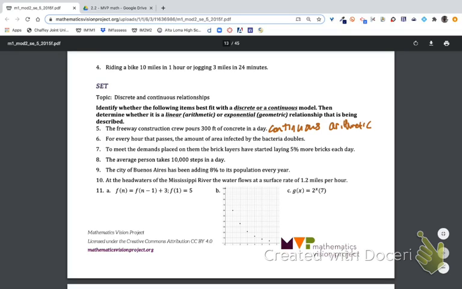Number 7, the bricklayers for this construction company have been told you need to increase your production by 5% each day. So they're not coming back at 8 o'clock a.m. and then 9:30 a.m. and then 10:22 a.m. and then 1:44 p.m. and checking in on them. They're just saying at the end of every day, 5% more bricks. So because of that, that is a discrete model. And because it's 5% more, we're multiplying that and then adding it to what we had. We would consider this a geometric model.